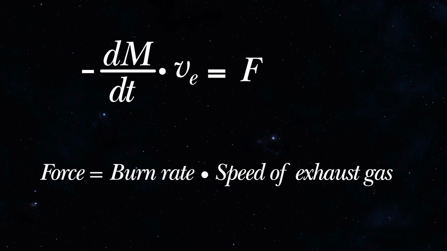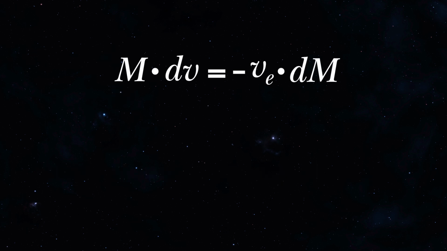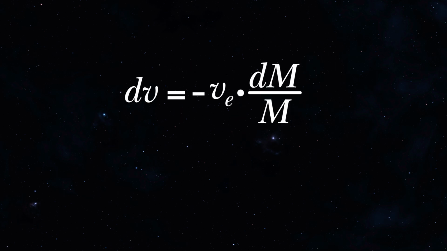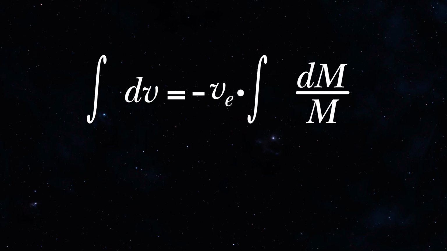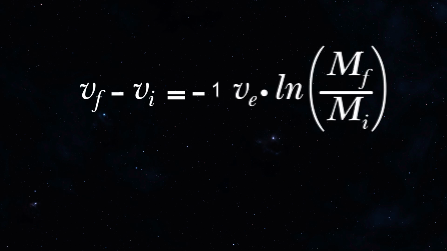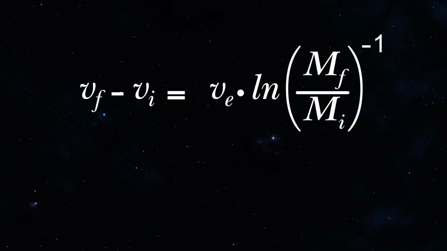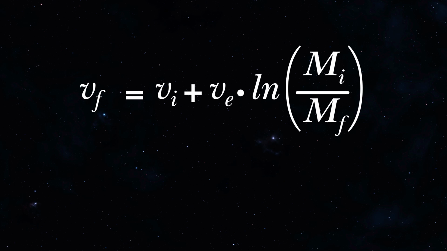Now let's see how we can measure the final speed of the rocket. We already figured this out. Let's bring this m on this side. Now we integrate both sides. On the left, we integrate from the initial speed to the final speed, and on the right, we integrate from the initial mass of the rocket to the final mass of the rocket. After we do the integration, we'd get this. This -1 can be placed as the power of this fraction, and that just flips the fraction upside down. And that gives you the formula for the final speed of the rocket.